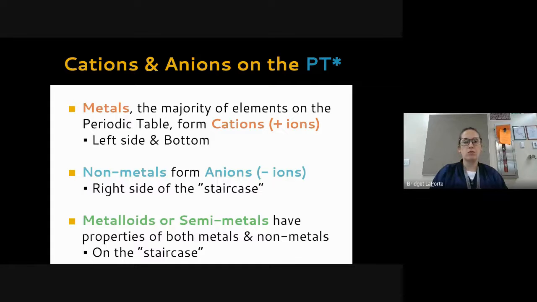And those two types of ions correspond to the type of element that it is. Metals are going to form positive ions, and nonmetals are going to form those anions or those negatives. And you use that staircase in your periodic table to help you. Those semimetals, basically what that means is they're kind of in between. In other words, they sometimes have properties of metals and sometimes have properties of nonmetals. And that's because they're on that border. And so they're very interesting and unique.